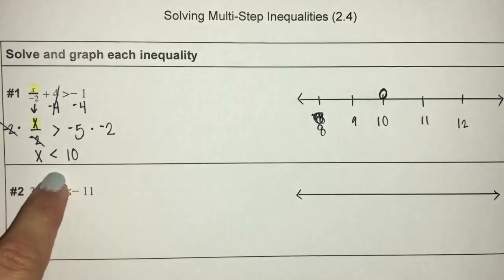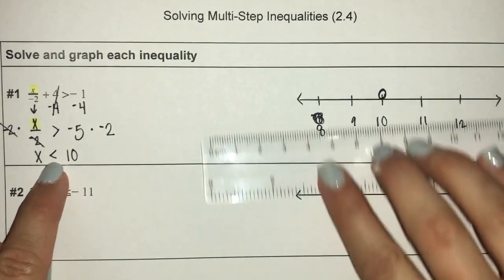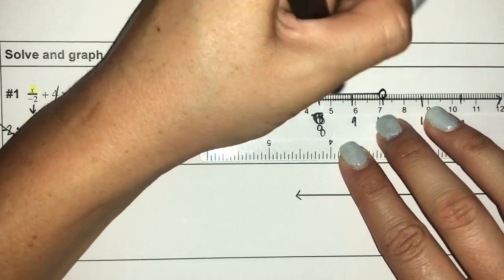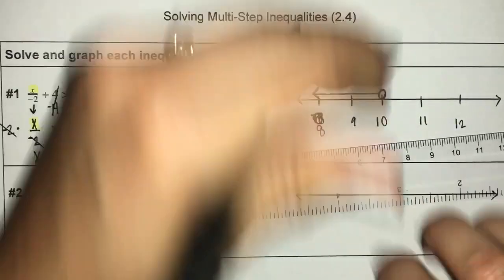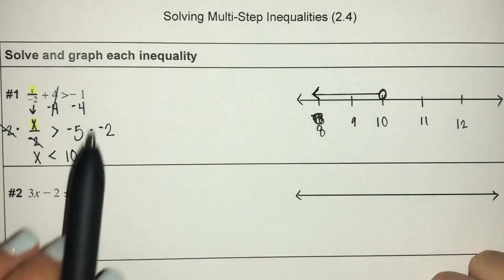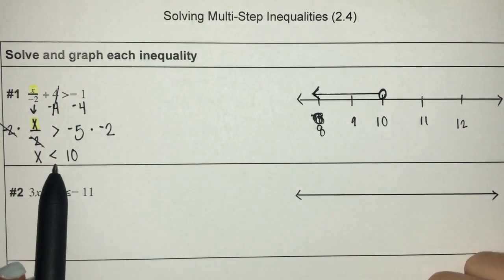And then x can be any number less than 10, so that has to point to the left, because as we go to the left on the number line, the numbers get smaller and smaller. And then also the point on my arrow matches the point on my inequality, so they're both going to the left.